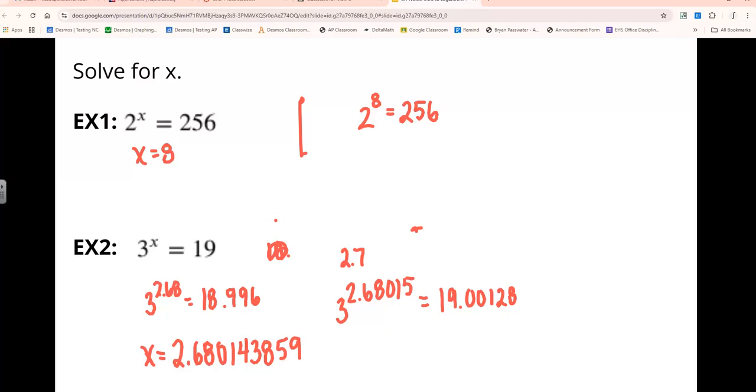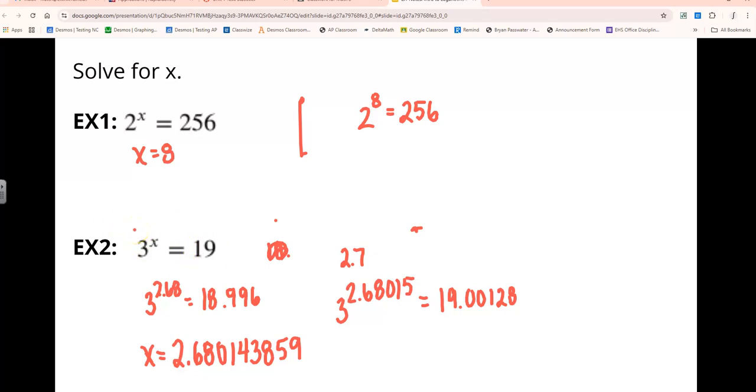But guessing and checking, that is not an effective method, right? That took a while. A lot of you just sat there and stared at it. Some of you didn't get close at all. You didn't even have the 2.68. So that is not going to be an effective method. So we need to learn how to deal with this.